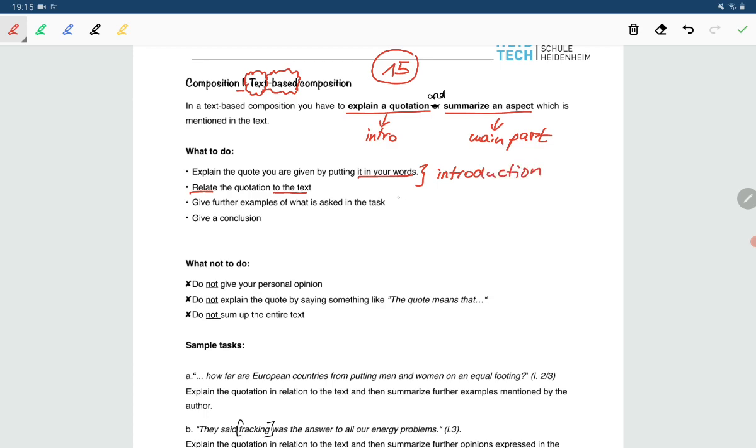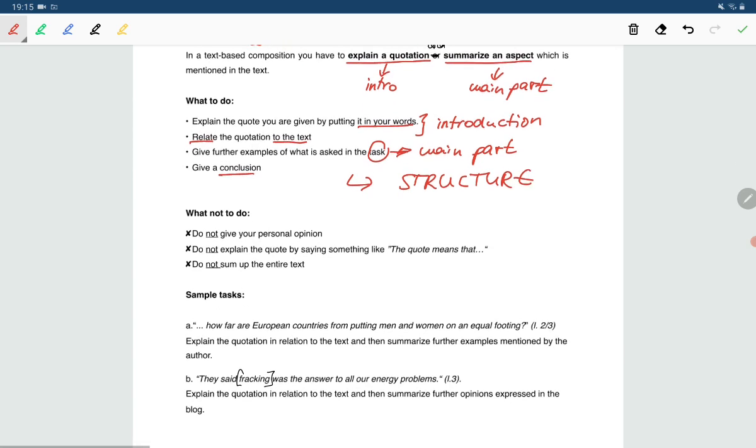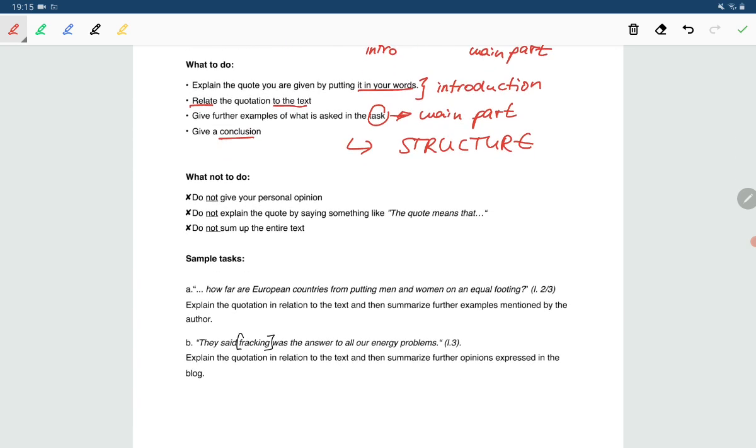Now your main part will be longer and it will consist of further examples of what is asked in the task. So you please find out which aspects you are looking for by looking at the task. And of course, you also give a conclusion. So there is a certain structure you use. You do not give your personal opinion.